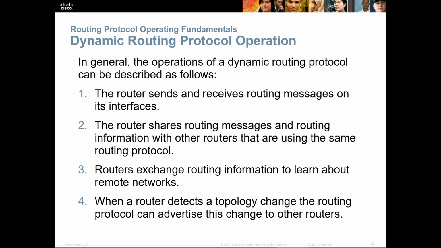So, dynamic routing protocol operations. We are looking at 4 specific ones. 1. The router sends and receives routing messages on its interfaces. 2. The router shares routing messages and routing information with other routers that are using the same routing protocol. 3. Routers exchange routing information to learn about remote networks. And 4. When a router detects a topology change, the routing protocol can advertise this change to the other routers.